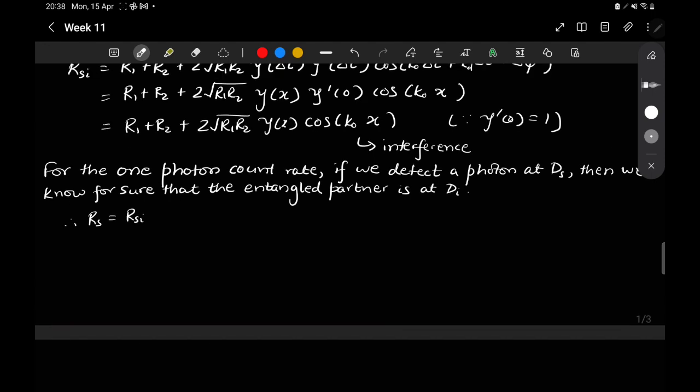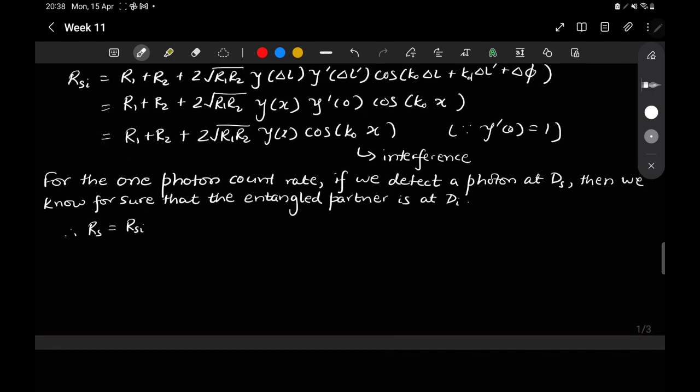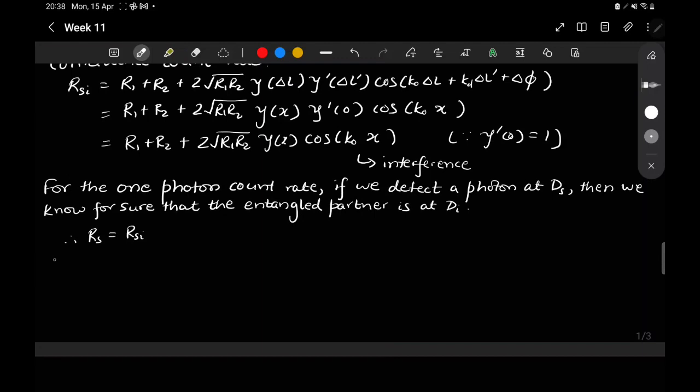Thus, the one photon count rate is same as the two photon coincidence count rate, and by symmetry, same will be for Ri. So we can see that even the one photon count rate shows interference.